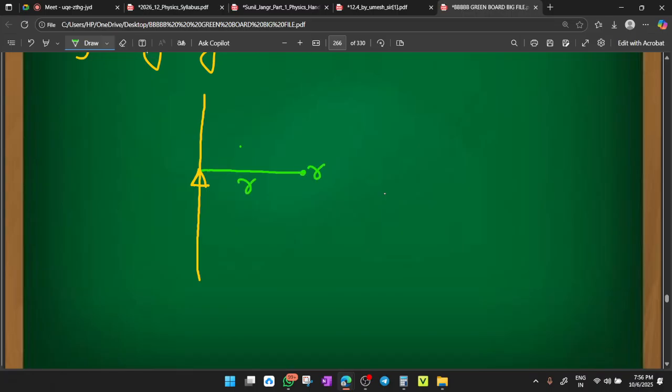So at a distance r, consider there is a point P. We have to find the intensity of magnetic field there. We know that because of a straight wire, the magnetic field pattern is like concentric circles. Yes or no? So consider an Amperian loop. You have to write this line: consider an Amperian loop passing through point P.